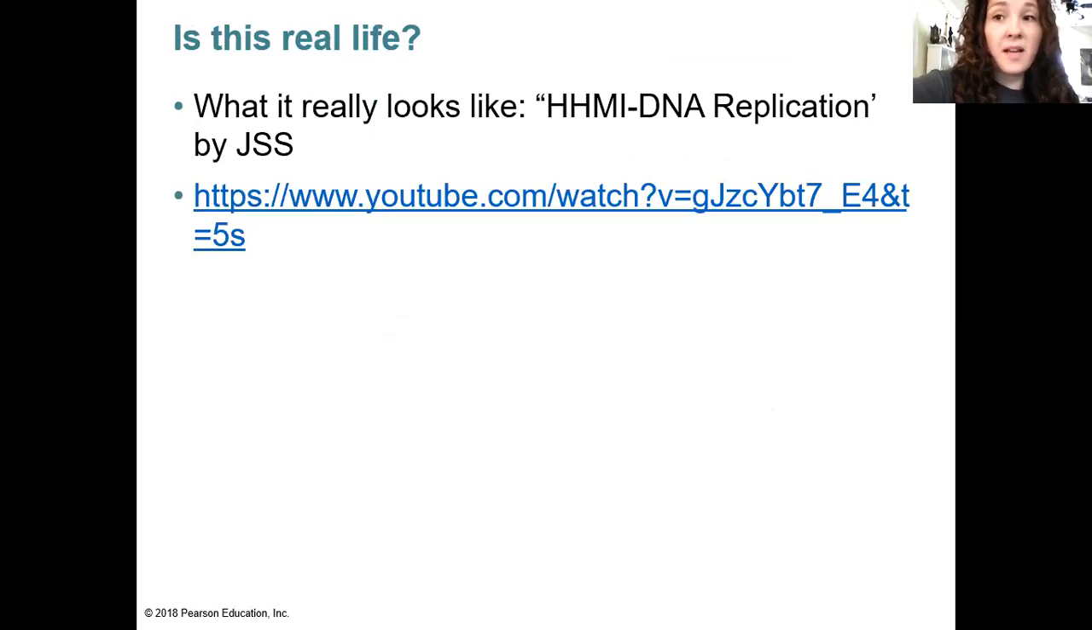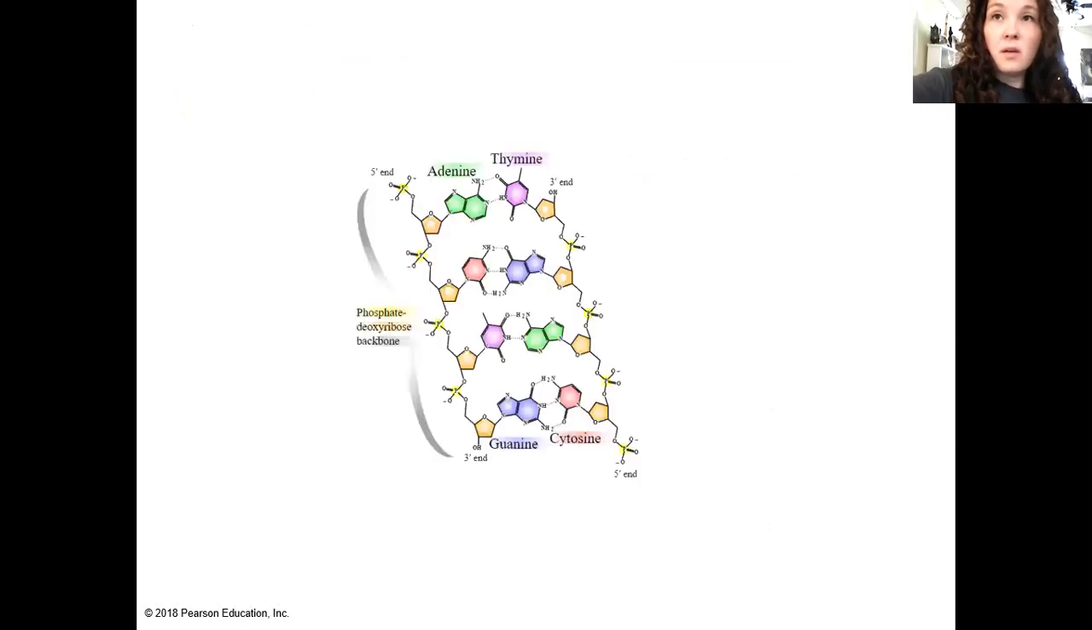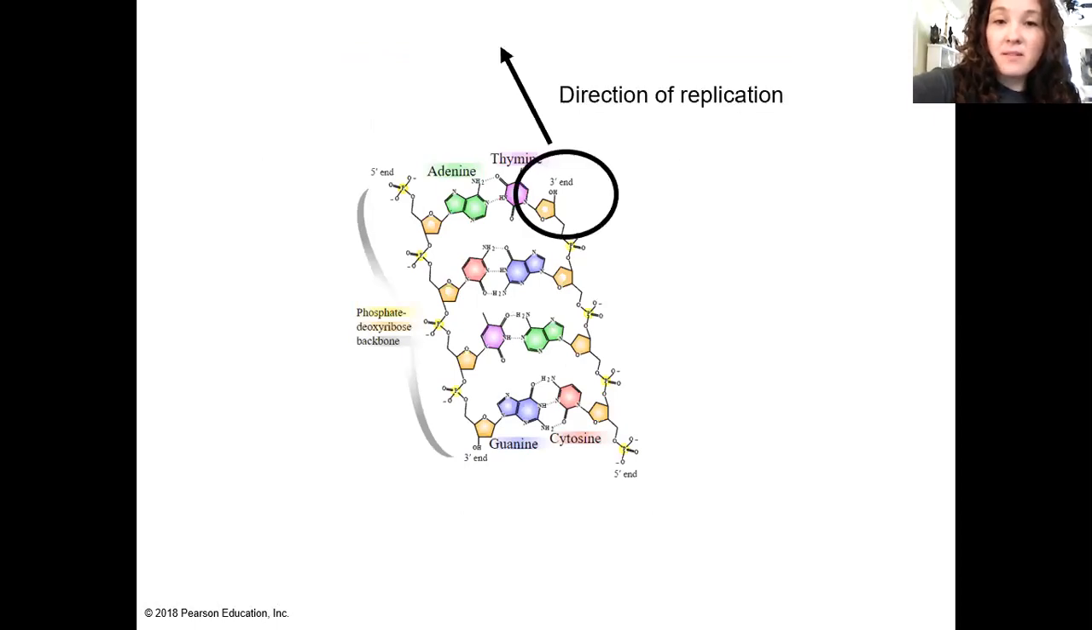Ooh, this is what it actually looks like in the cell. This is very cool, made by some people at Harvard. Remember, enzymes that make DNA grab on to the 3' end and continue to the 5' end, and the same on the other side.